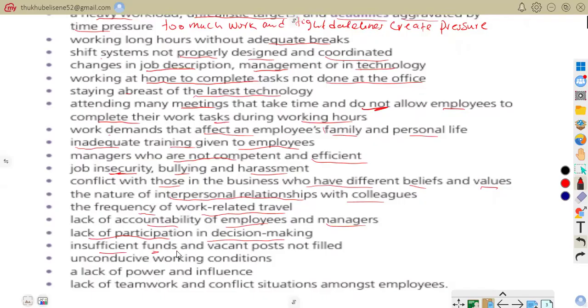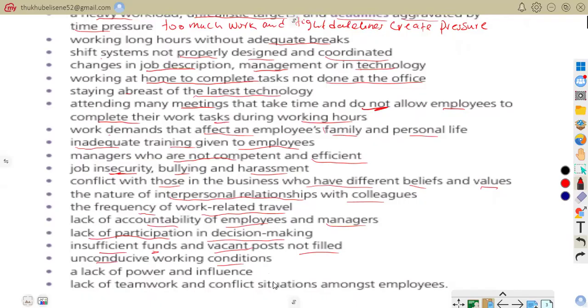Insufficient funds and vacant posts not filled. Not enough resources increase workload. You find that there are posts that need to be filled. If they just remain vacant, there is going to be too much work on the employees. The workload is going to be there.